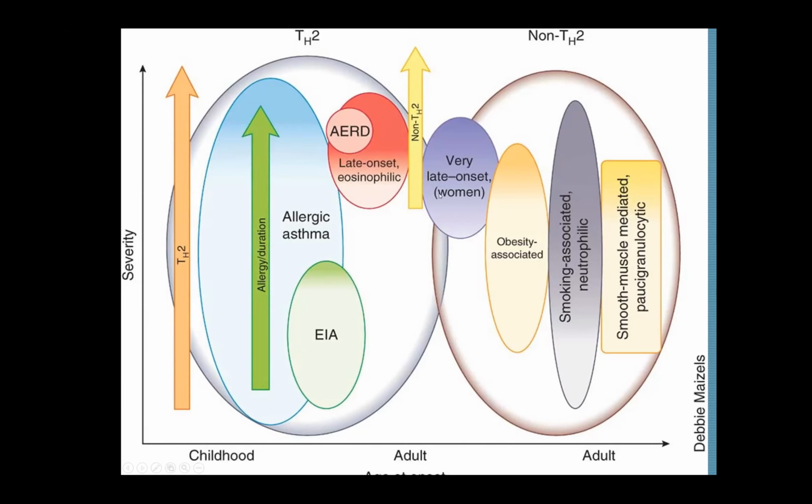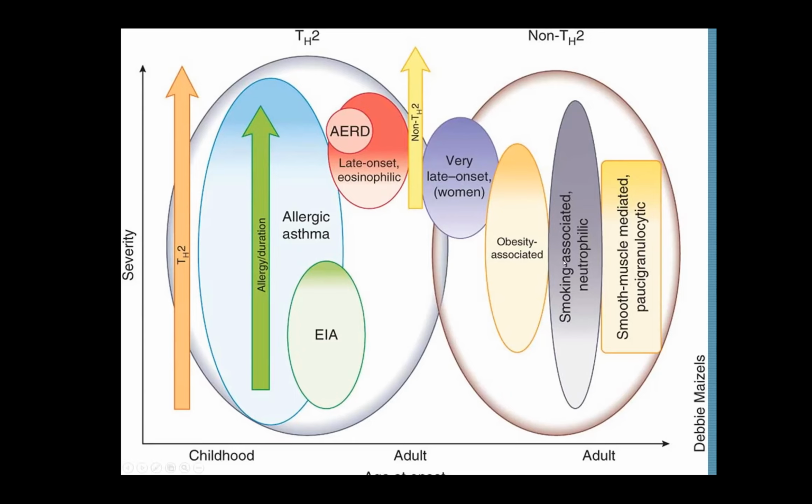As we move across here to very late onset in women, obesity associated, smoking associated, and even smooth muscle mediated. These are forms of asthma that we do not have good treatment for. We do not have good understanding of the biology, and we don't have very good treatment. We know that obesity associated asthma is not as inflammatory in the traditional sense of eosinophils and IgE. They have leptin and inflammatory properties that are generated by fat itself.